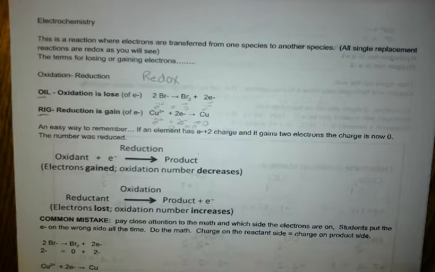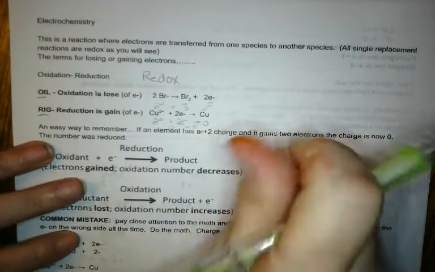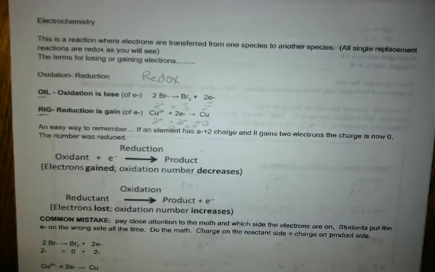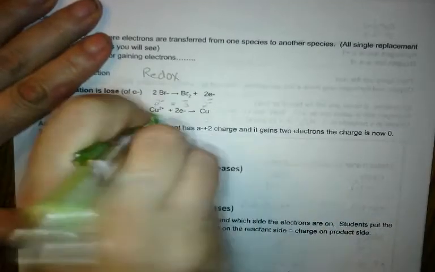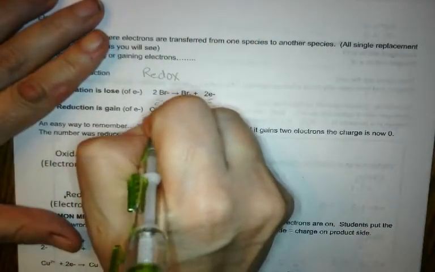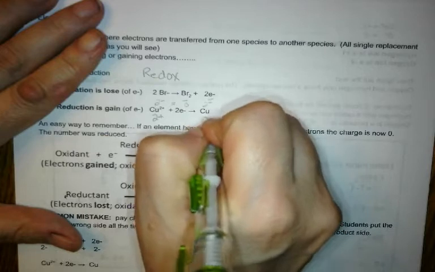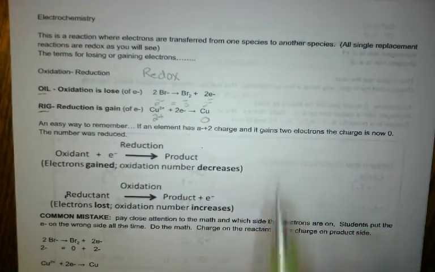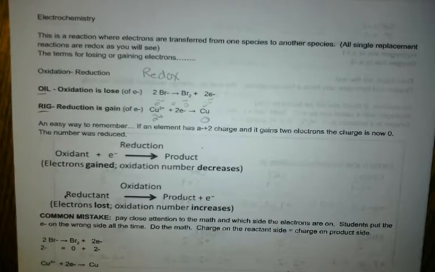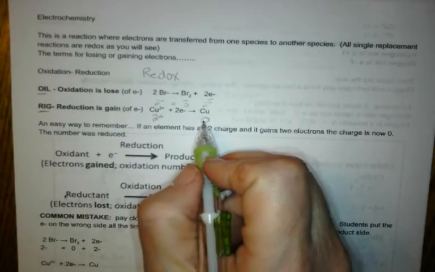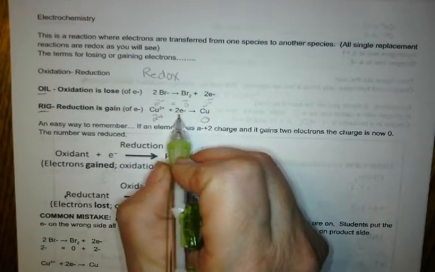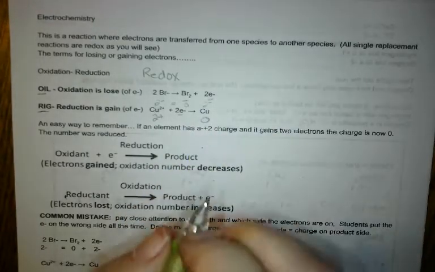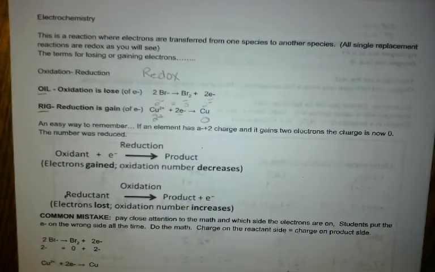Now, if I look at this, my copper, I'm going to erase this so you can see it clearly. My copper started out with a 2+, and then it went to 0. This number became less. The number was reduced. That's an easy way to remember what's reduction when you look at just the numbers. But why did the number become lower? Because I was gaining negative things. I was gaining electrons.